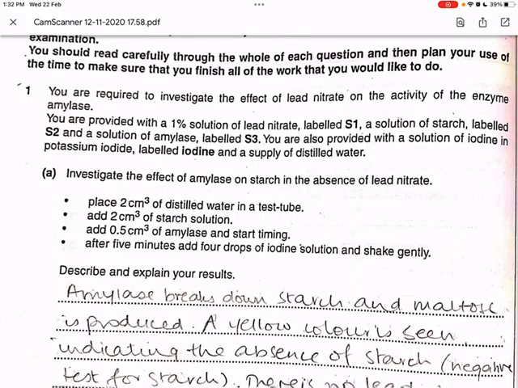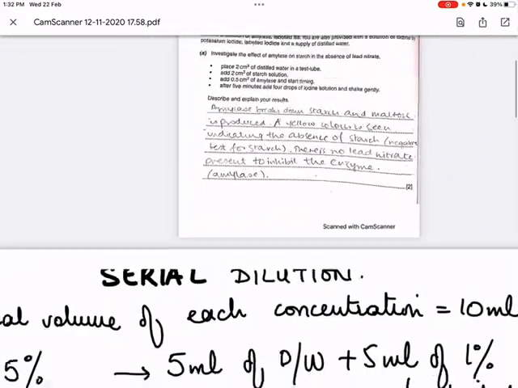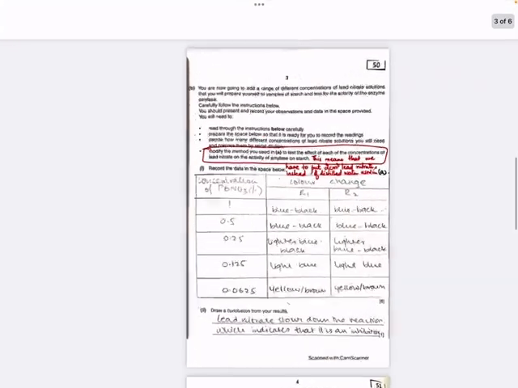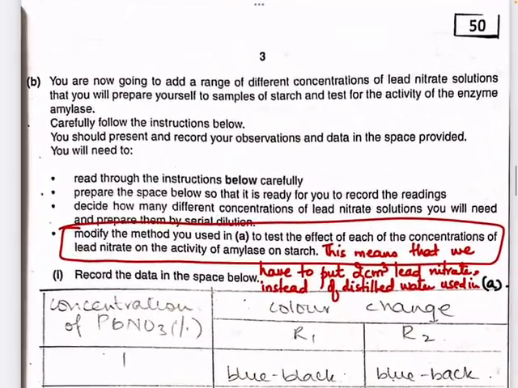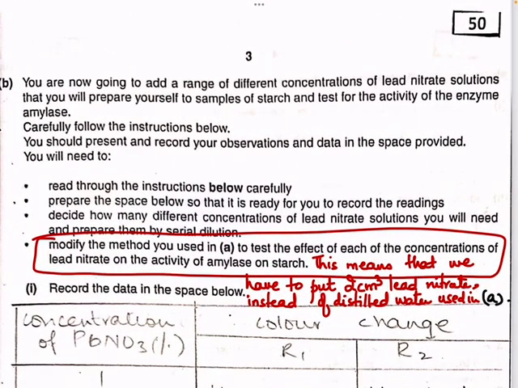I'm not going to go into all the details. Let me just move on to the next part of the question. Let's see what the examiner wants from you. Now, again, the examiner is saying you are now going to add a range of different concentrations of lead nitrate solutions that you will prepare yourself to samples of starch and test for the activity of the enzyme amylase, right?